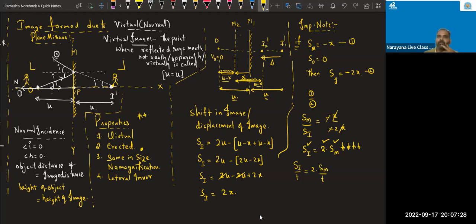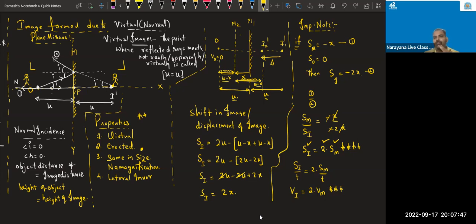But displacement of image by time is nothing but velocity of image. So velocity of image equals how much? 2 into velocity of mirror. Yes or no? So velocity of image equals 2 into velocity of the mirror.